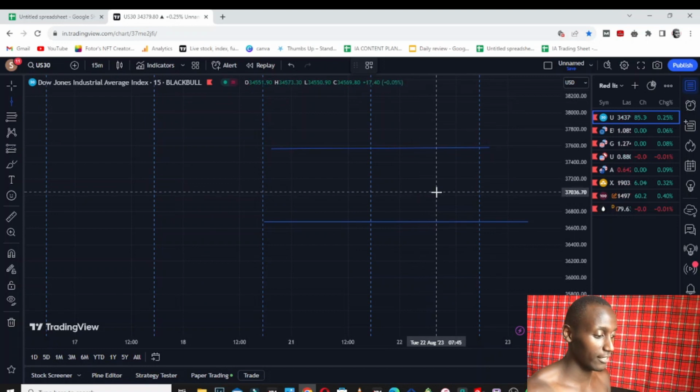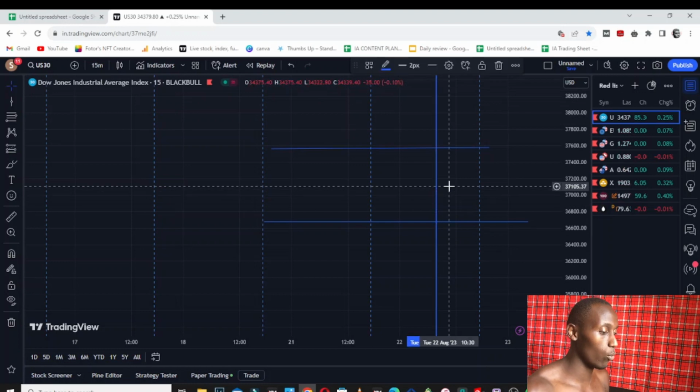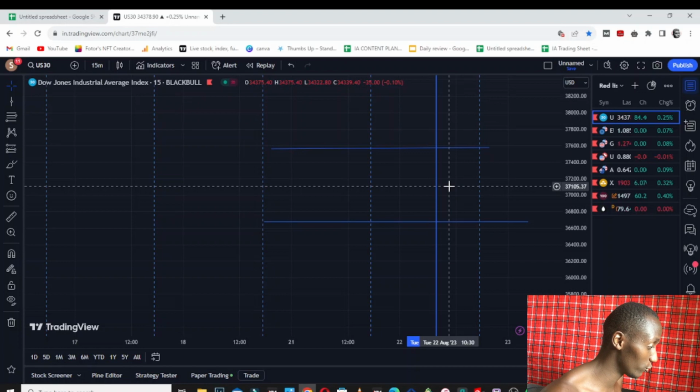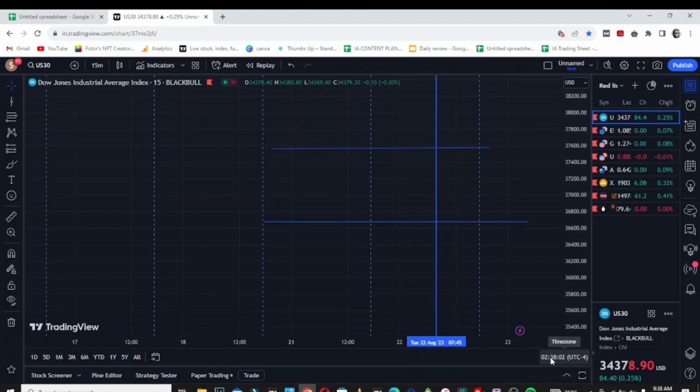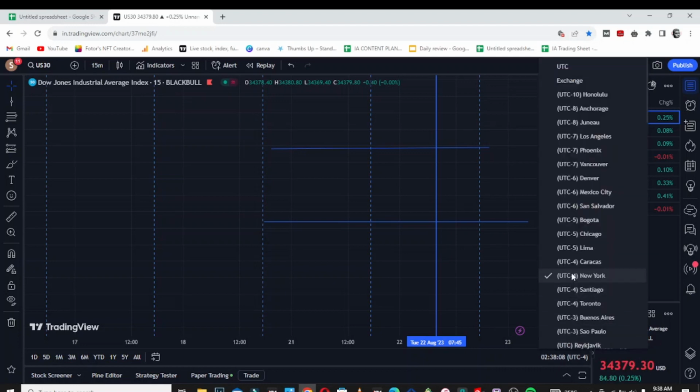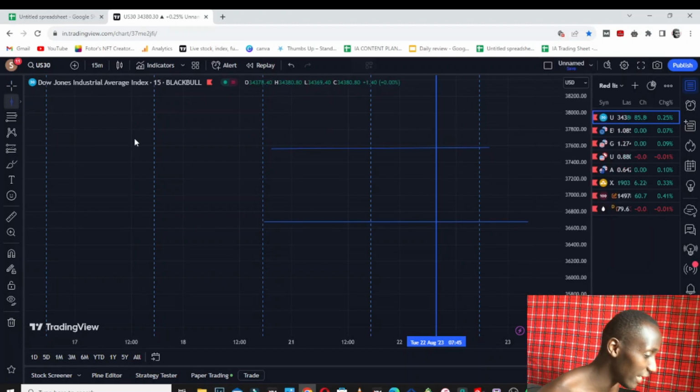So for those asking what time zone this is, it's the New York time zone. And you can click this time icon on TradingView to set it to the New York time zone. So it's 8 to 11.